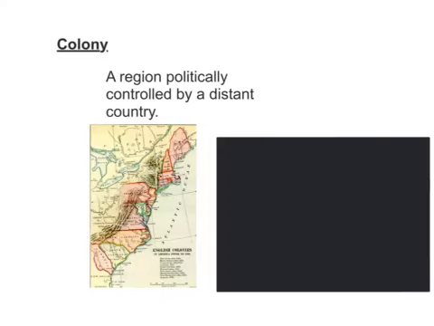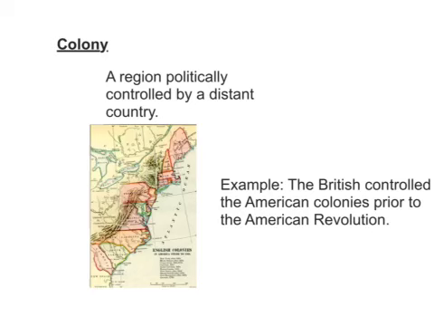Our next key term is colony. The definition of this is a region politically controlled by a distant country. An example of this is when the British controlled the American colonies prior to the American Revolution. Make sure you include an example or draw a picture of this in the right-hand column of your vocabulary sheet.